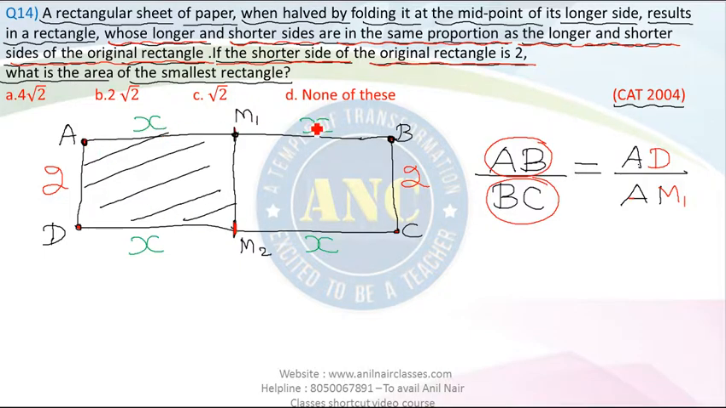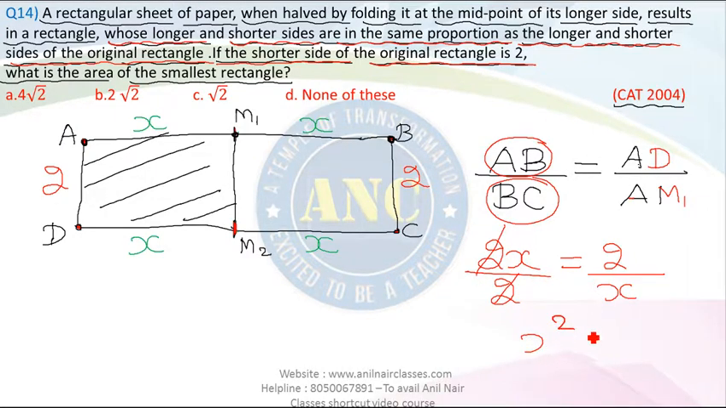AB value is x plus x. It is 2x. BC value is given in the question as 2. AD value is also given in the question as 2. AM1 value is nothing but x. 2 will cancel with 2. x into x is x square. x square is 2. x is equal to square root of 2.